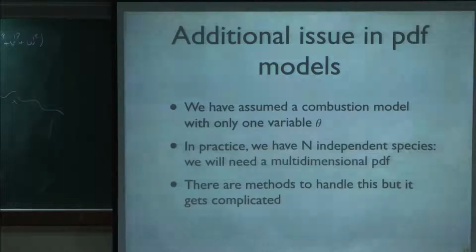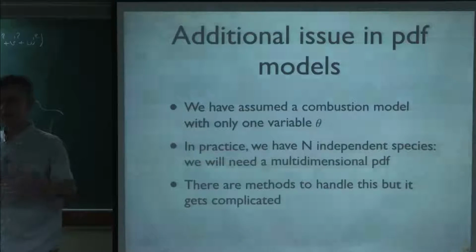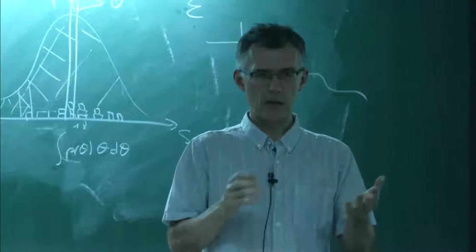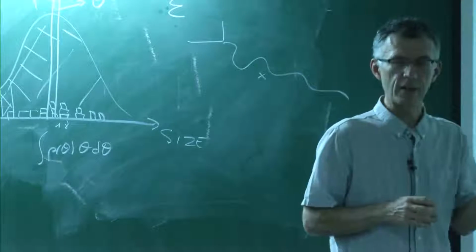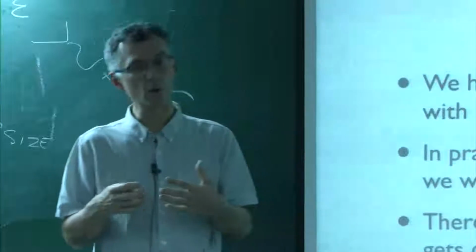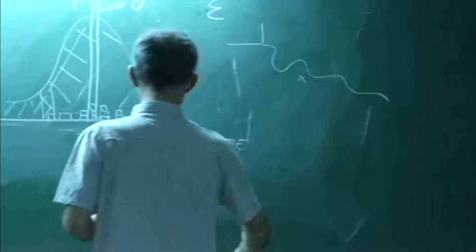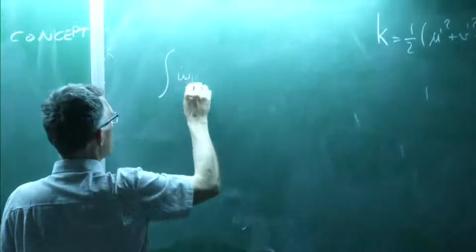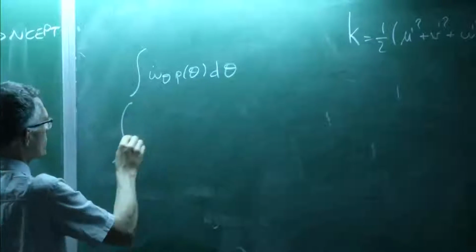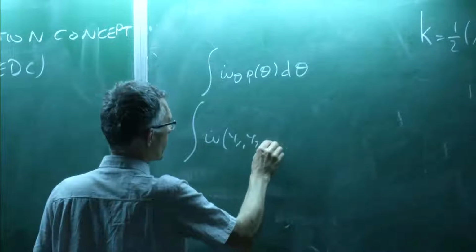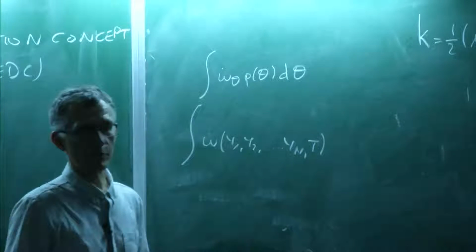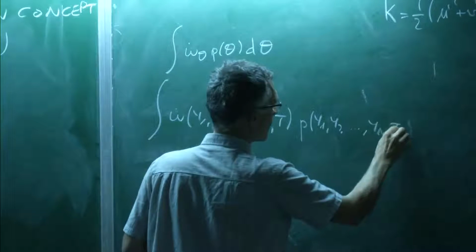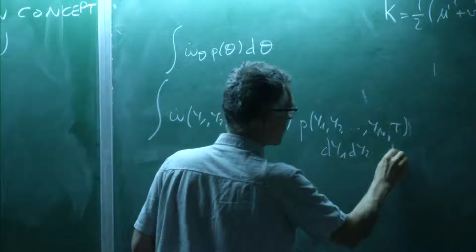A small issue, I've done the derivation here for a case where before doing the derivation, I have simplified everything. I've told you it's unity Lewis number, single step reaction, constant pressure. And in that case, we only had one variable, theta. But if you want now, and that's the interest of PDF methods, if you want to go to full chemistry, if you have maybe 10 species, then the problem is that you need to move from integral of one variable like this to something which will be integral of omega of y1, y2, yn, t, and then you have what we call a joint probability, which is the probability of having y1, y2, yn, and t at the same place, dy1, dy2, dyn, and dt.